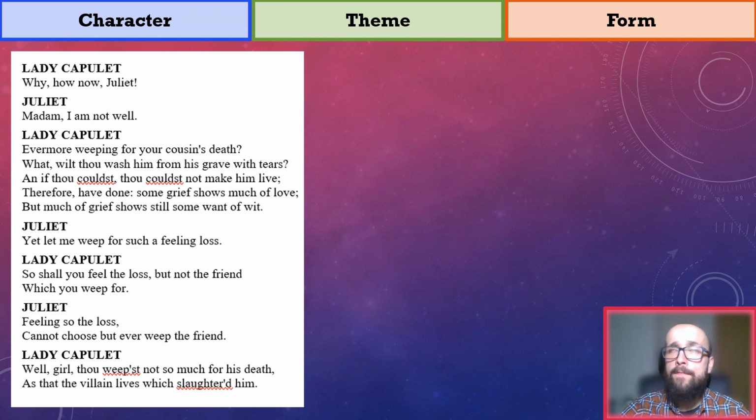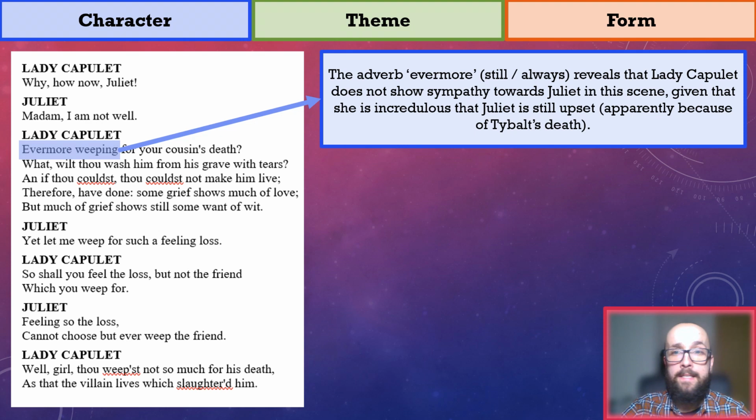Now Juliet is visibly distressed at this point in the play. We know that it's because she's upset about being separated from Romeo, who is newly banished, but her parents do not know this. This is what prompts Lady Capulet to question if Juliet is evermore weeping Tybalt's death, a word that means still or always. Because Lady Capulet is incredulous that Juliet is upset about Tybalt's death, we get the impression that she is not a sympathetic character because she is dismissive of her daughter's sadness.